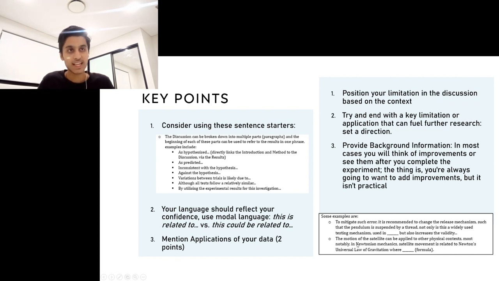Okay, these are some examples over here of limitations. To mitigate such error, it is recommended to change the release mechanism such that the pendulum is suspended by a thread. Not only is this a widely used testing mechanism used in, then refer to a paper, but also increases the validity. The motion of the satellite can be applied to other physical contexts, most notably in Newtonian mechanics. Satellite movement is related to Newton's universal law of gravitation, where, and then you state the formula and you go.